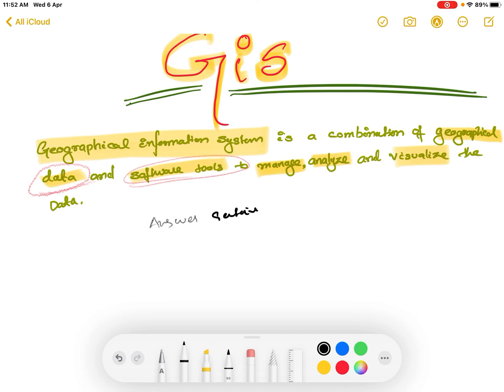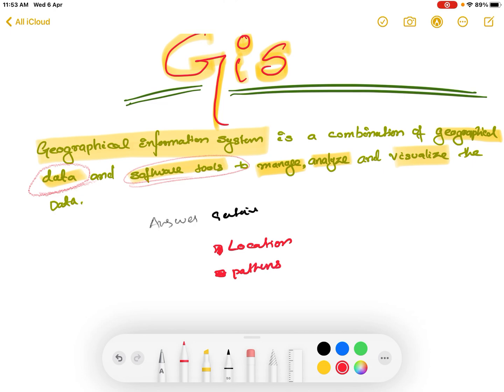We use geographic information system to give answers to certain questions that are related to particular things, like location. Location is about where is the nearest petrol pump, or questions like that. Where is the next nearest restaurant, or where is the nearest bookstore? Such questions can be asked that are related to location.